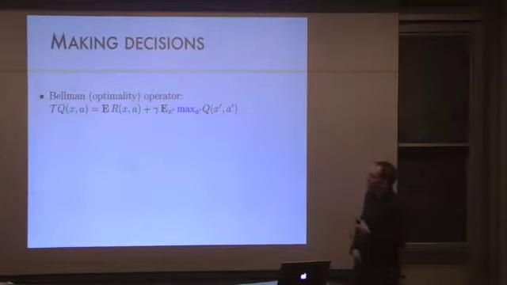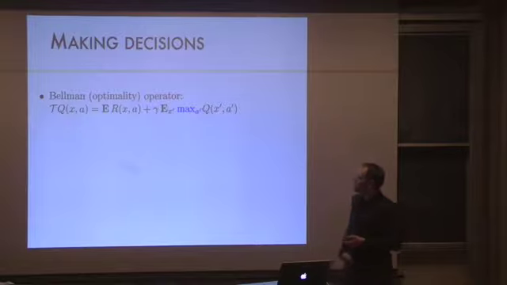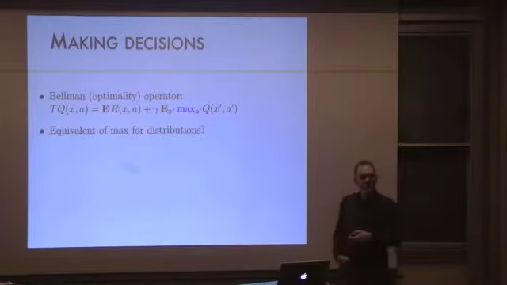So that sort of describes the process of learning. Now, how do we actually make decisions? I haven't talked about this so far, but in expected RL, we have this max operator. Now, of course, once we have distributions, we can't just take the max of a distribution.